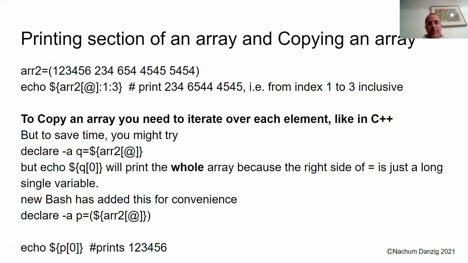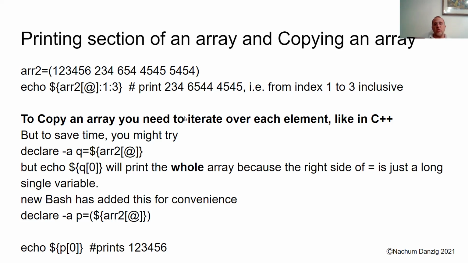Printing sections of an array and copying an array. So if I have my array like this, with 5 elements, I can do echo, and now it's really an array. So now it's going to print element 1, which is this one, 2, 3, 4, and then 3 total elements. So 1, 2, 3, it's not going to print the 54, 54. So here the numbers do refer to the indexes. When it's an array, they refer to the indexes. When it's a string, it refers to the elements in the string, the characters in the string.